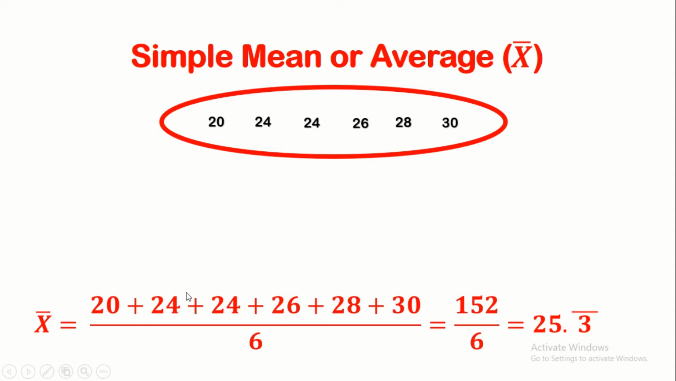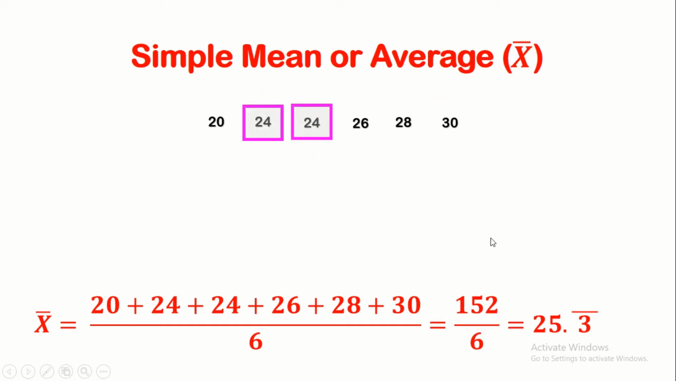Now what about if we are having discrete values, how to calculate the mean or average? Also in this case, we will learn how to find the range, the mode and the median. Actually, the mean or average x bar is the summation of the values all divided by their number. So 20 plus 24 plus 24 plus 26 plus 28 plus 30 all divided by how many values are we having? 1, 2, 3, 4, 5, 6. Well, it gives us 152 divided by 6, which is 25.3 bar.